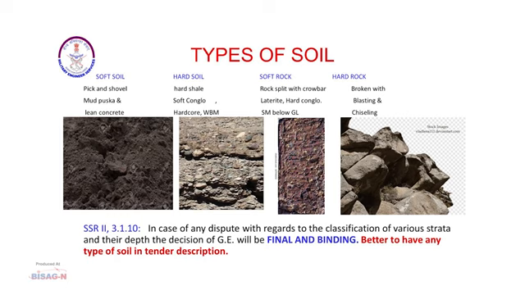That means even the higher executives don't have a say in this. G is the final authority. So, it is better to write in the contract that the excavation is to be done in any type of soil. This will release the stress of the executives at the execution end.